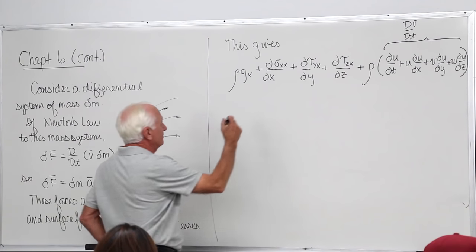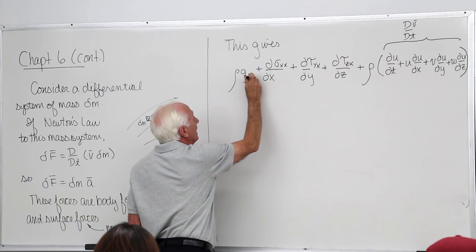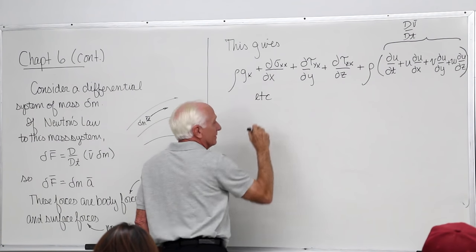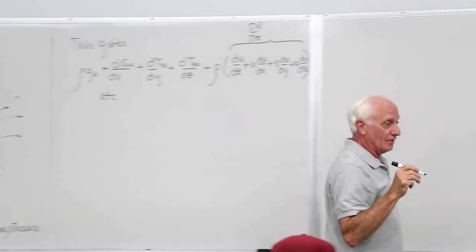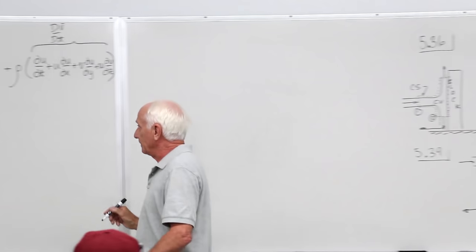I'm not going to write them all out. There's one for y, and there's one for z. Three equations: one in the x direction, one in the y direction, one in the z direction. They're equation 6.50 in the textbook.